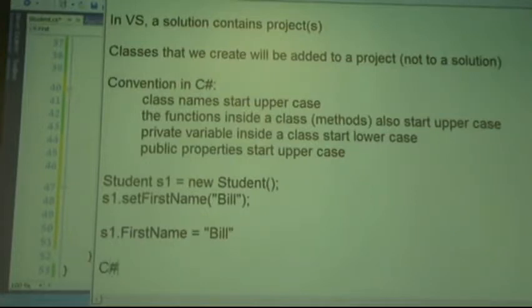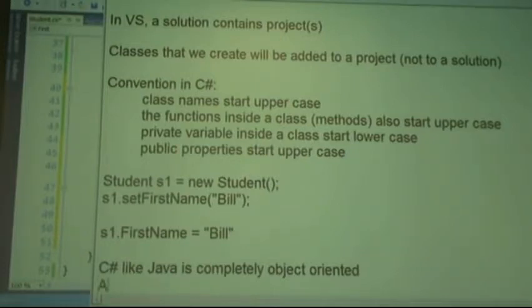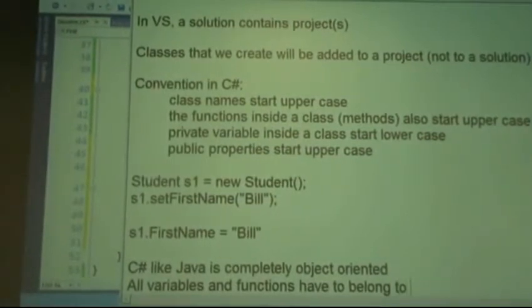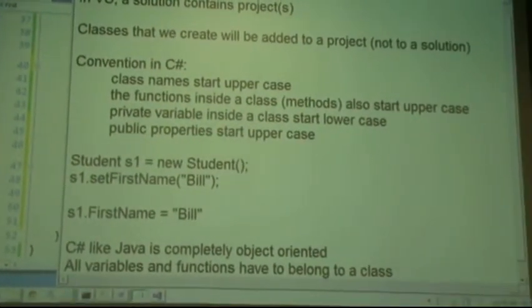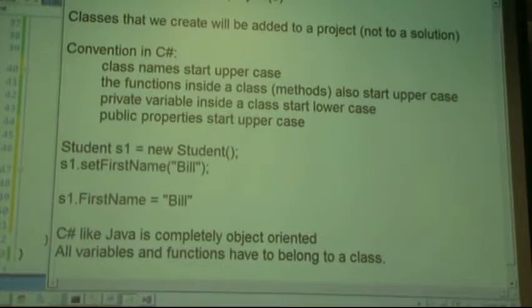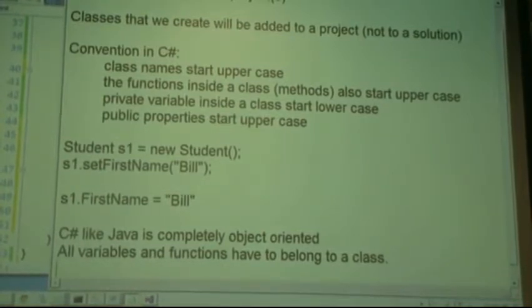Okay, C#, like Java, is completely object-oriented. Okay? So what does that mean? That means all variables and functions have to belong to a class. Okay? There's no such thing as a global variable, unlike C++.